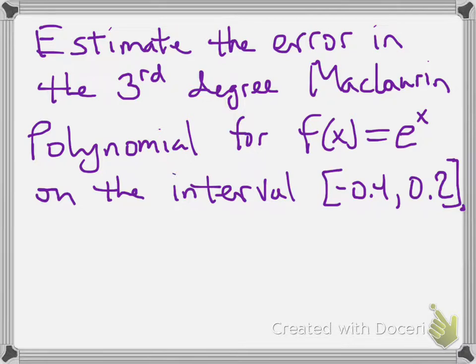So here's a slightly different version of a similar question. Estimate the error in the third degree Maclaurin polynomial for f of x equals e to the x on the interval from negative 0.4 to 0.2.